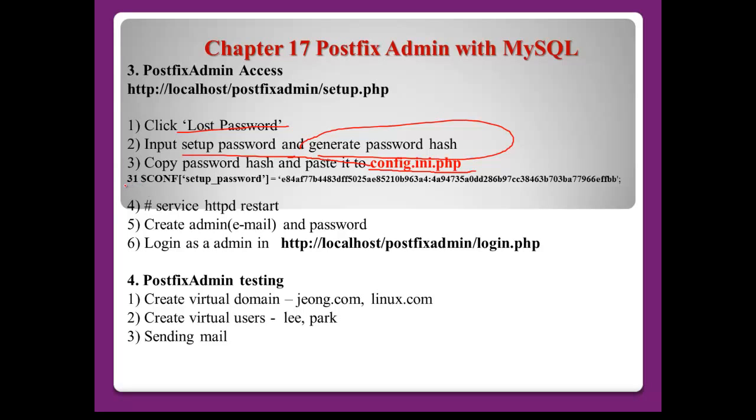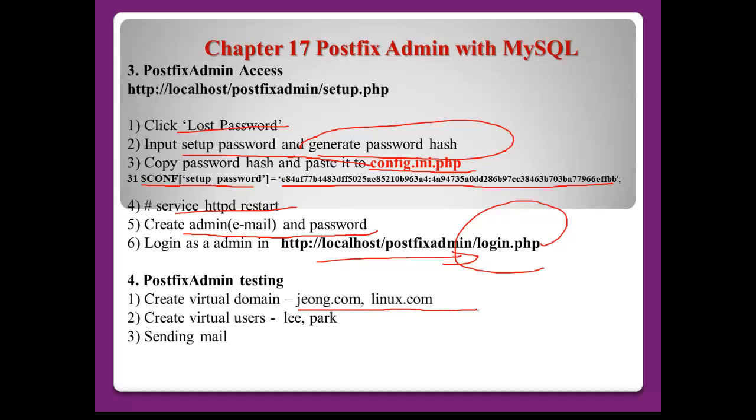In my case, the line number 31, setup password like this. And after web server restart, now you are ready to create the admin and password. Using this one, we can access this URL. Then, after successfully logging in to the admin, we can test. First one, I will try to create the virtual domains zhong.com and linux.com, and the virtual users like this, and after that, try to send email.